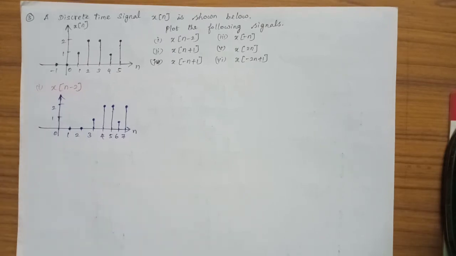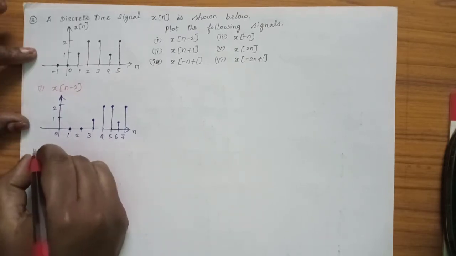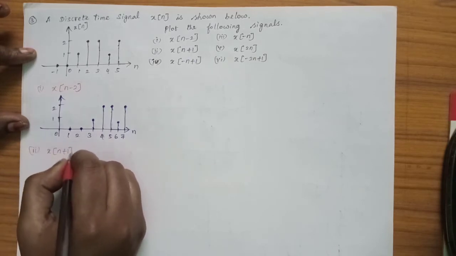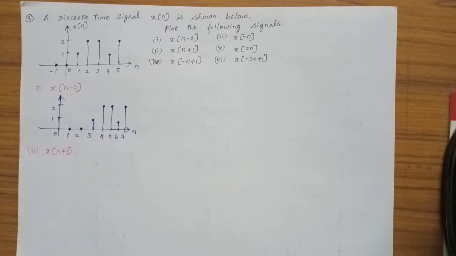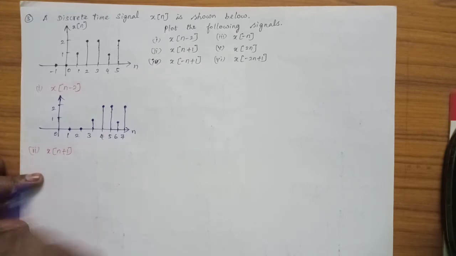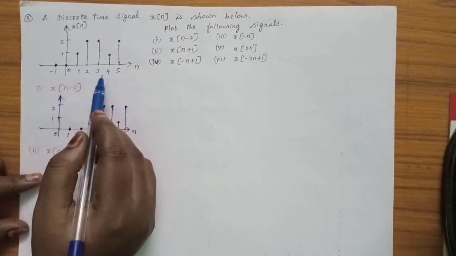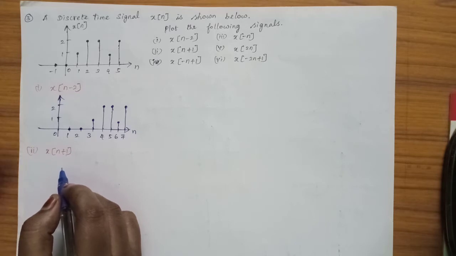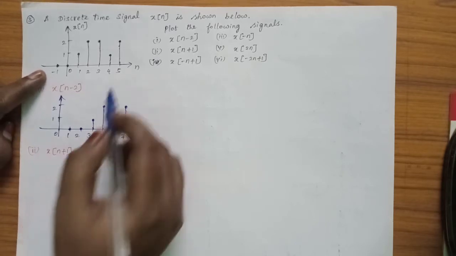Next we'll see x[n+1]. Here n plus 1, so we need to subtract 1 from the sample values, that is the n values. If I subtract, minus 1 minus 1 is minus 2, and 5 minus 1 is 4.